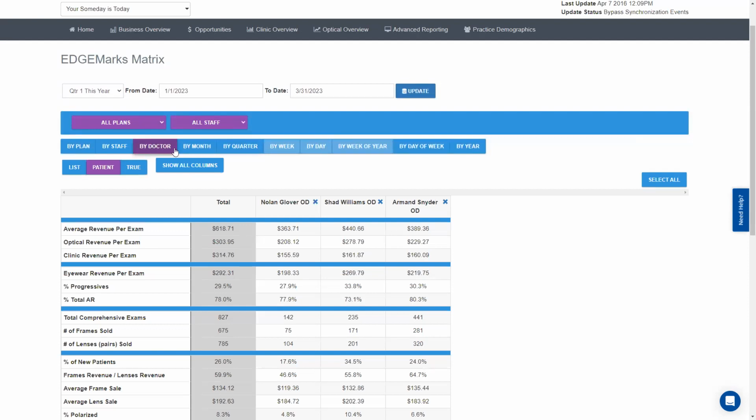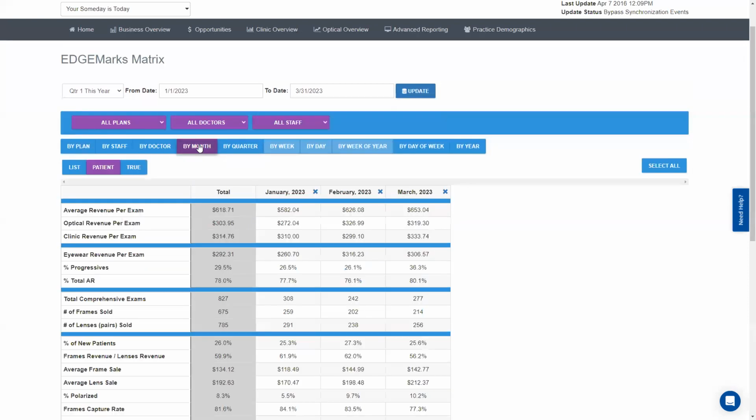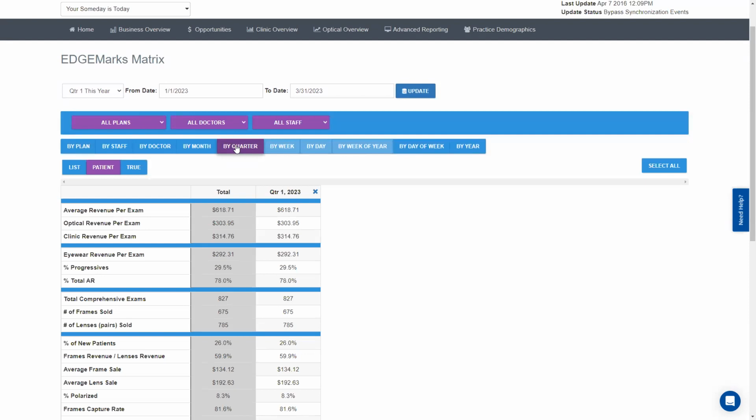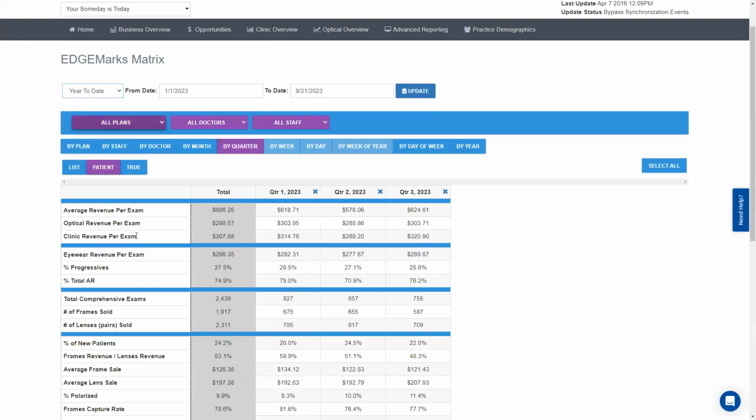A few other things that we can do on this page. We also have a by month. This is where we can see our revenue each month or by quarter. I always say this is kind of controlled by the date range. So we may have to get a little bigger date range up here to see some more of our quarters. I could change it to year to date. Now I can see my different quarters.